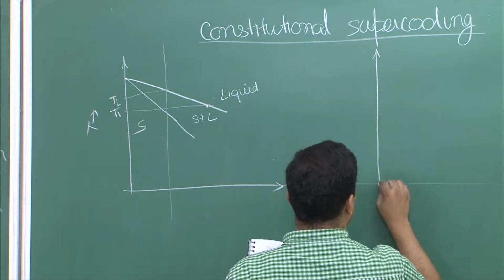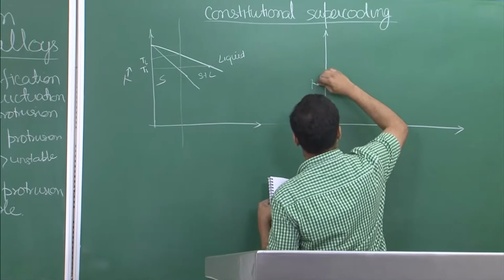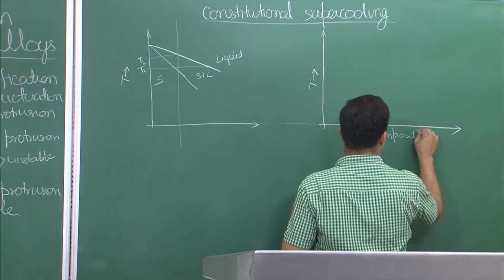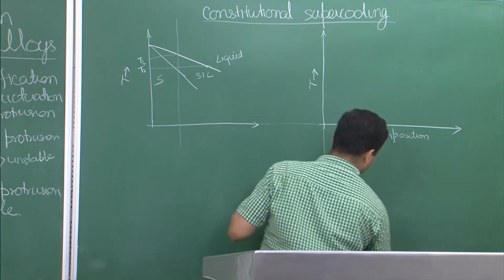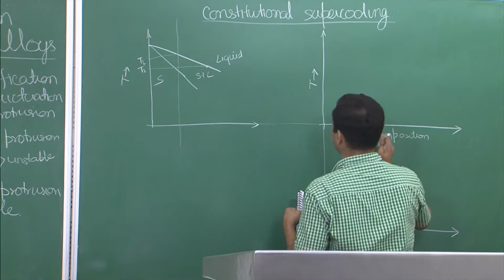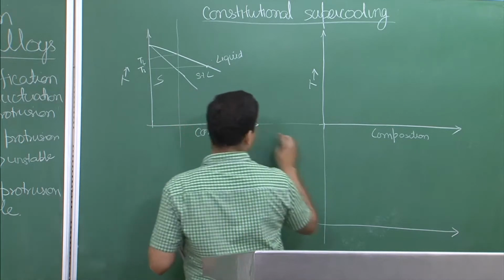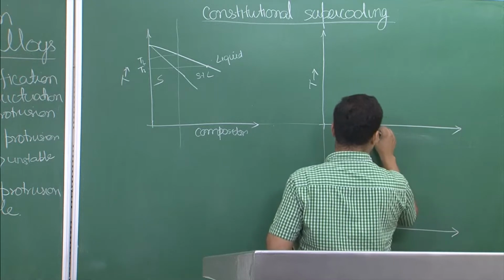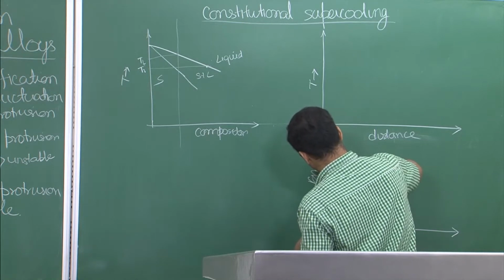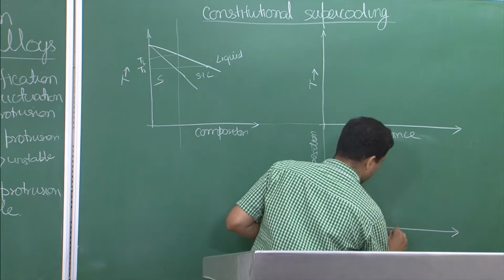On a different plot we will draw temperature versus composition. So this time this is temperature, this is composition, and we will also draw a third plot, which is composition, and this is distance. So we are talking about the real crystal, composition versus distance.